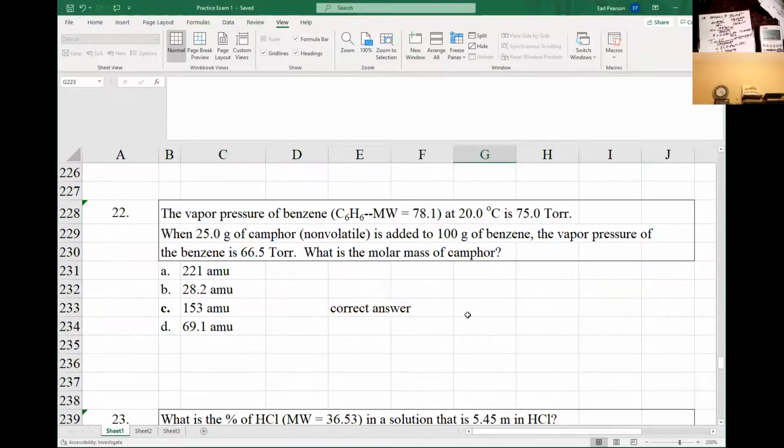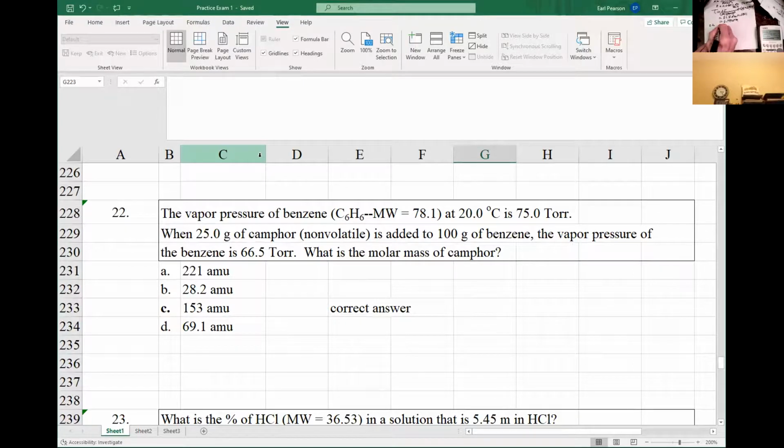22. Vapor pressure of benzene is this value at 20 degrees C and 75 torr. When 25 grams of camphor is added to 100 grams of benzene, the vapor pressure of benzene is 65. What is the molar mass of camphor? Okay, so I may be able to work that here. 22.